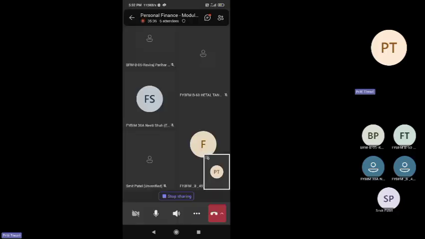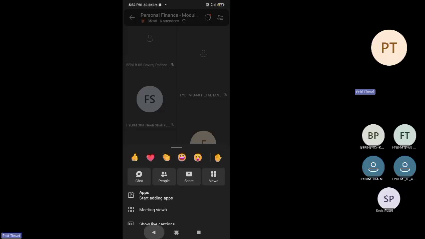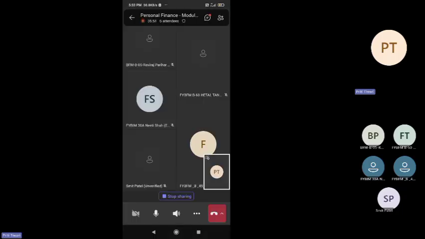Students, have you made the note of the change which I did? React with a thumbs sign, react something so that I understand. And if you have a query, write in the chat box.